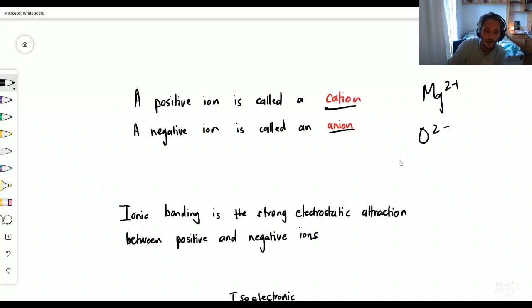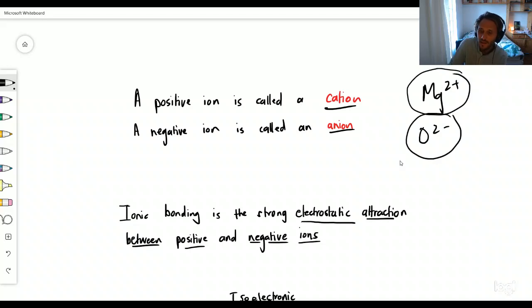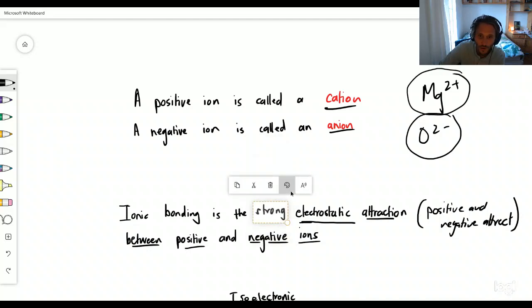Ionic bonding is a strong electrostatic attraction between positive and negative ions. This is a positive ion and this is a negative ion, and they have this electrostatic, meaning they have charge, and there is this attraction, meaning that positive and negative attract.